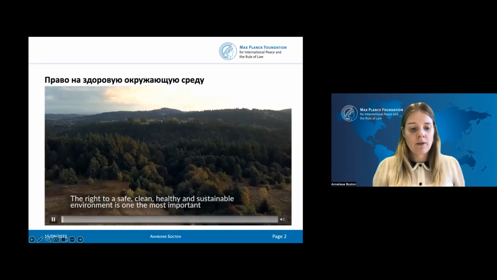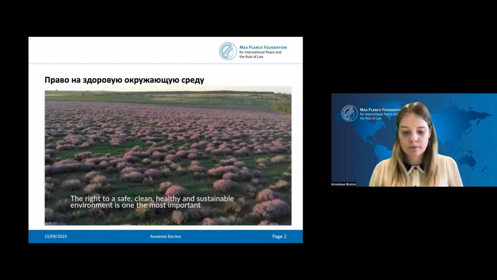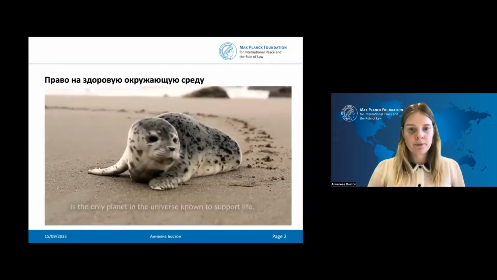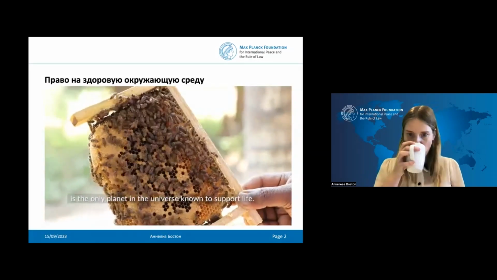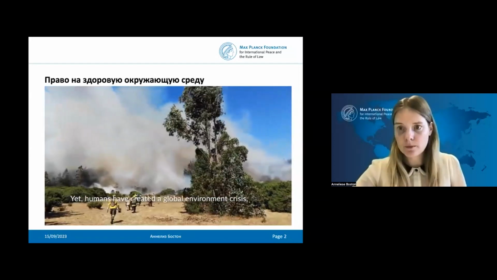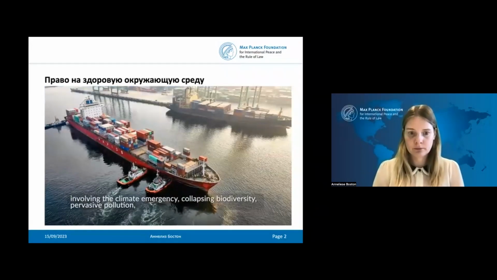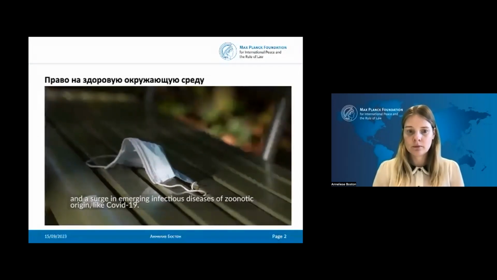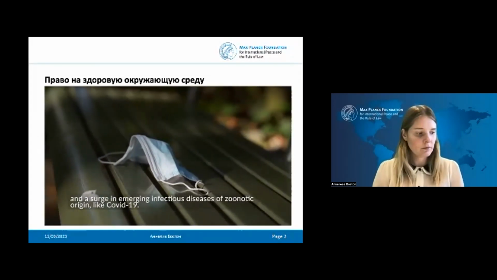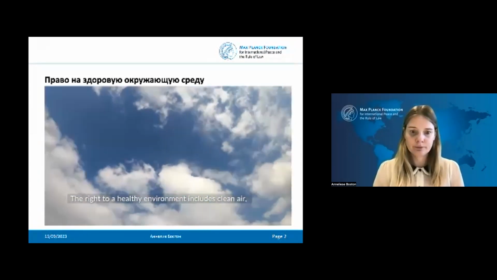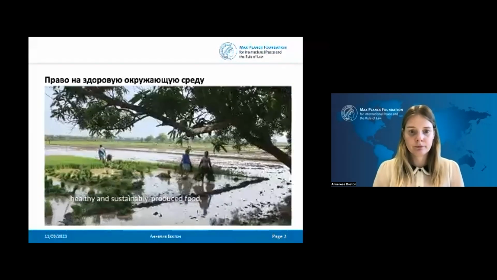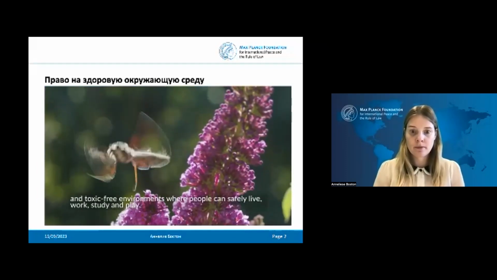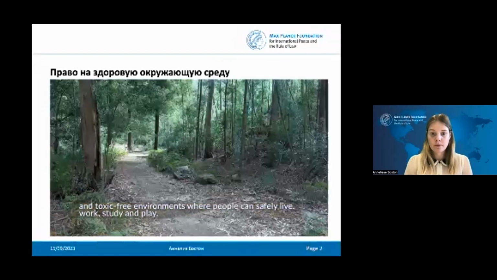The right to a safe, clean, healthy, and sustainable environment is one of the most important human rights of the 21st century. Our home, this beautiful blue-green Earth, is the only planet in the universe known to support life. Yet humans have created a global environmental crisis involving the climate emergency, collapsing biodiversity, pervasive pollution, and a surge in emerging infectious diseases of zoonotic origin like COVID-19. The right to a healthy environment includes clean air, safe and sufficient water, healthy and sustainably produced food, a safe climate, flourishing ecosystems and biodiversity, and toxic-free environments where people can safely live, work, study, and play.